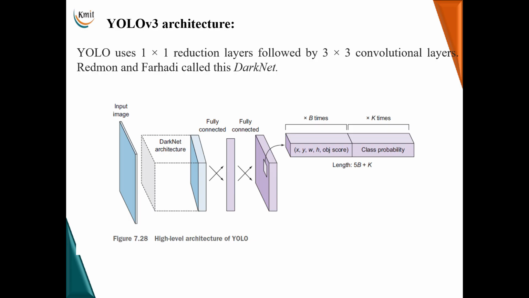Coming to the architecture, it uses 1 by 1 reduction layers followed by 3 by 3 convolutional layers. You have the Darknet architecture here, which is an open source neural network used for extracting the features. After the features are extracted by Darknet, the feature maps are flattened and passed through fully connected layers, and you have an output vector here. The YOLO output will have bounding boxes, objectness score, as well as the class probability, as we have already discussed.